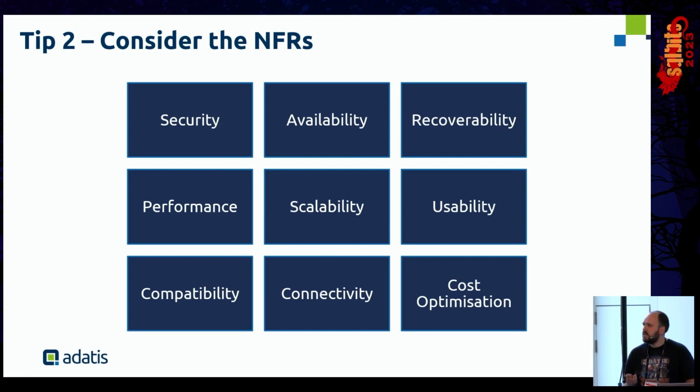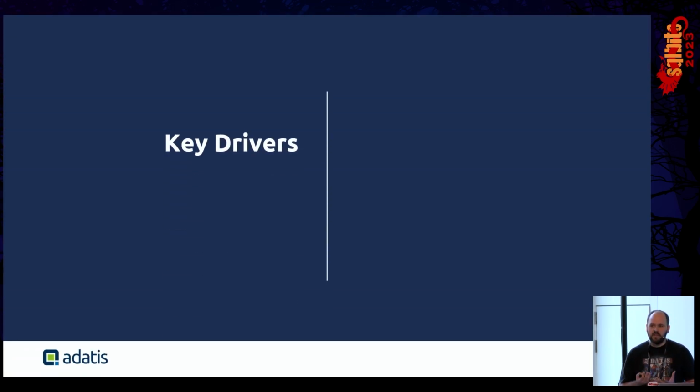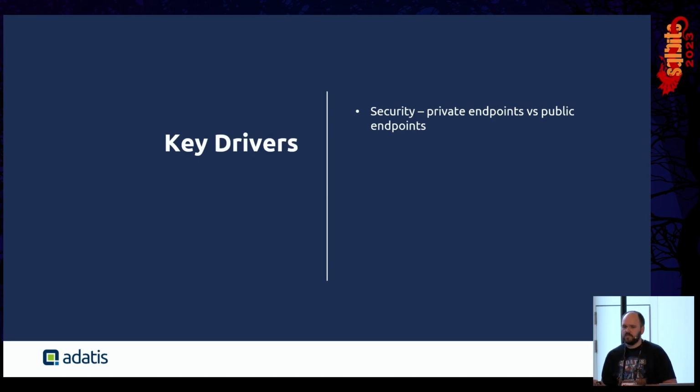So the next tip is to consider the non-functional requirements, or NFRs. NFRs are one of the big things that will change the overall architecture of the solution. These cover things from security through to scalability and cost optimization. Some of the key things that will affect the components we deploy, but also how we deploy them, are things like security. Do we need private endpoints, or do we just need public endpoints? That will influence how we design our network in Azure and how we set up things like DNS.